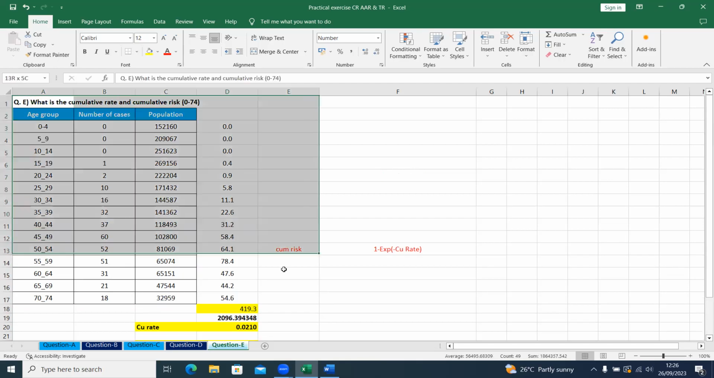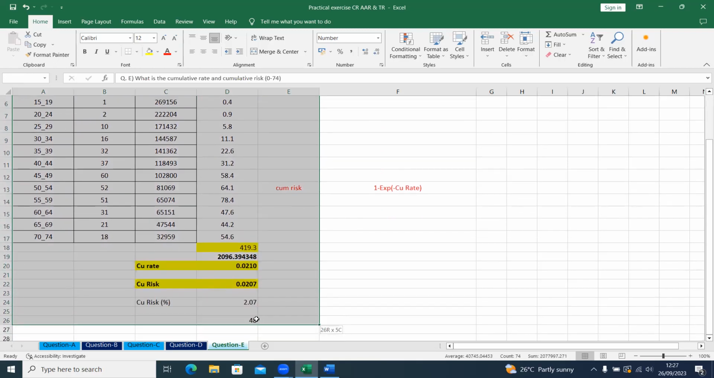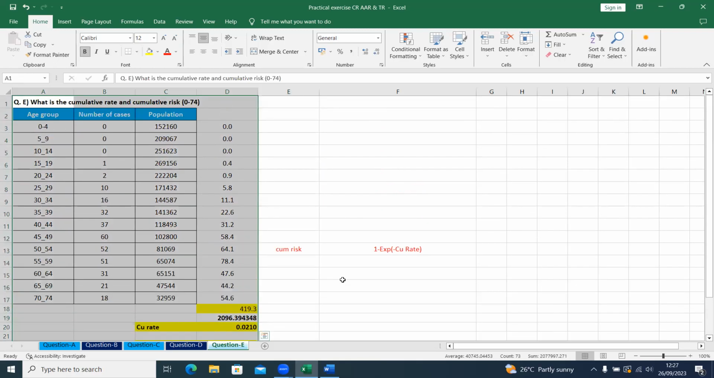This question is a little bit difficult, but I hope you are able to calculate this cumulative rate and risk. Is there any doubt about calculating this cumulative risk, rate, age specific rate, ASR?